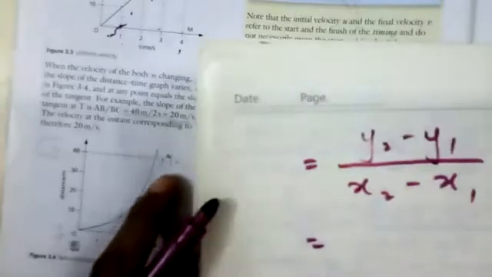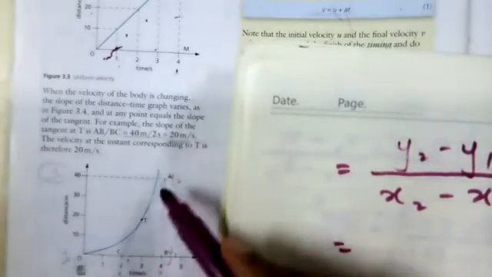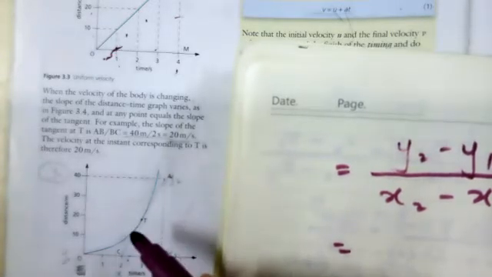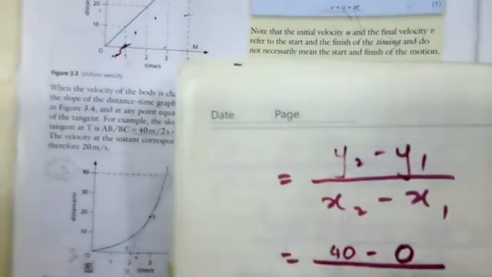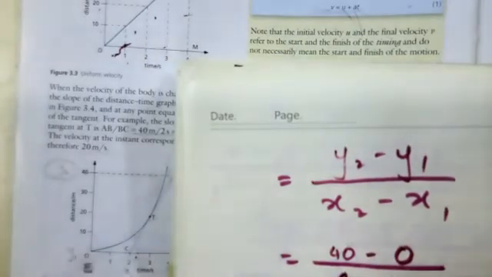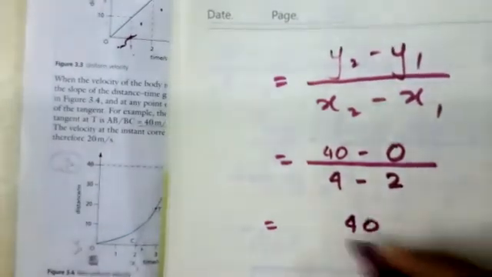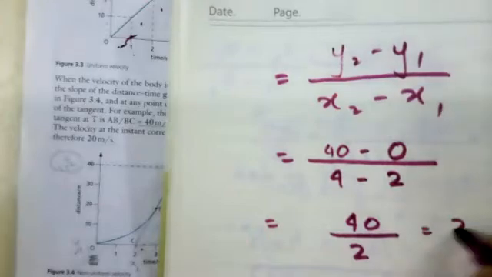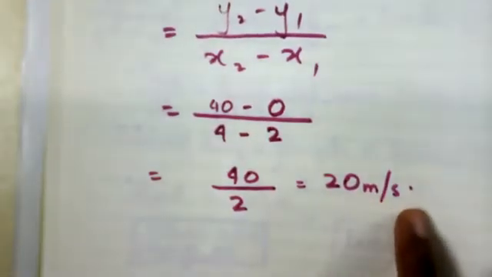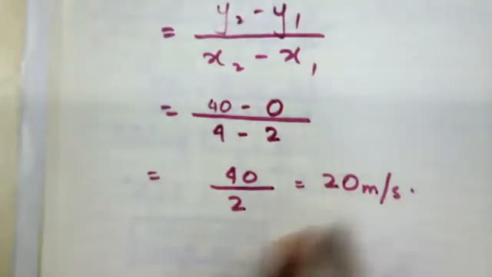So y2 is 40. Is everybody convinced? Why is y2 40? Because we will use this tangent to find out the gradient at this particular point. Y2 is 40, x2 is 4 and x1 is 2. So 40 divided by 2 will give me 20 meters per second. And the unit will be meters per second because the gradient is velocity, not acceleration.